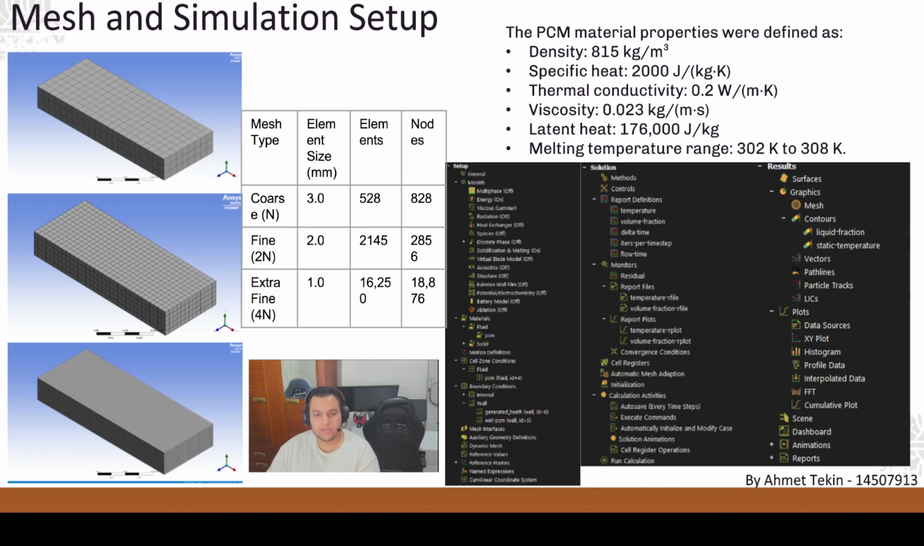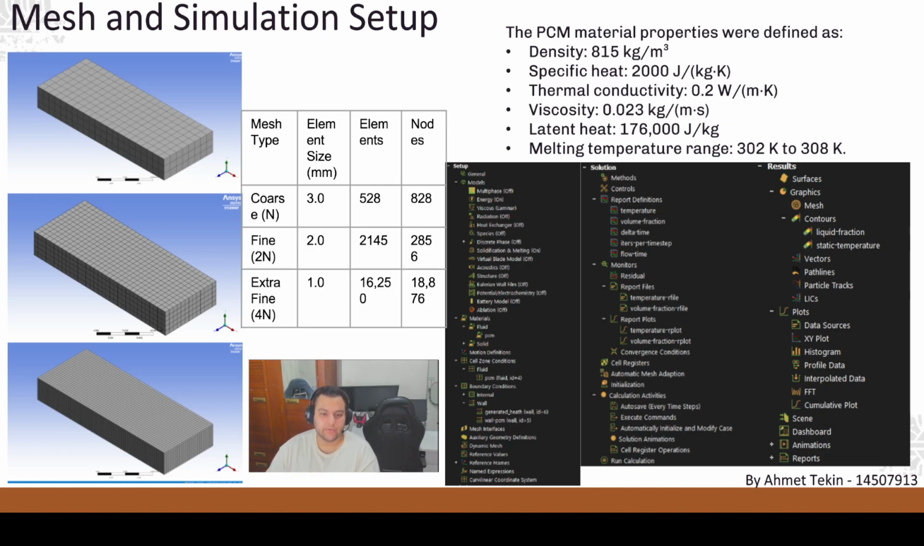As for the simulation setup, I've chosen the PCM material properties as defined below: density, specific heat, thermal conductivity, viscosity, latent heat, and melting temperature range. For this, I checked the silica-based encapsulation PCM material online, and I found those values. I've added three screenshots of each from the simulation, showing how I set it up.